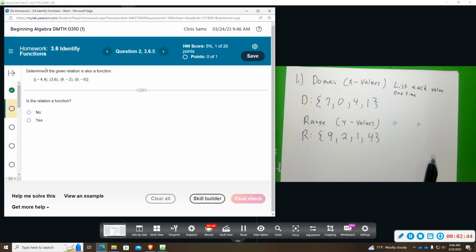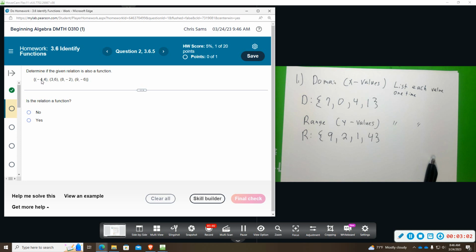All right, so this one we want to determine if the relation is a function. So remember, when we're looking for a function, the x value cannot be repeated. So I'm just looking at the first coordinate only. Note that I did not mention the second coordinate. The second coordinate can repeat, but the first cannot.